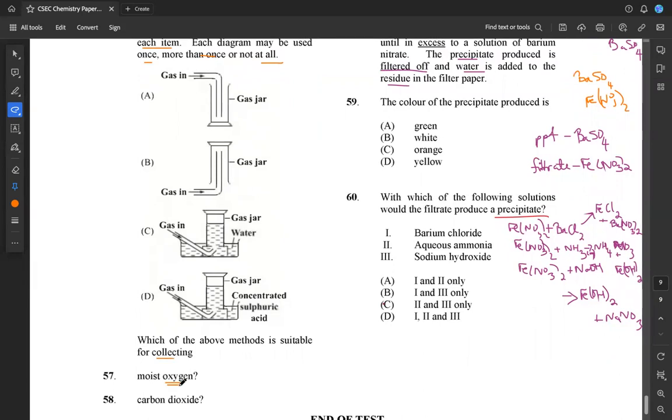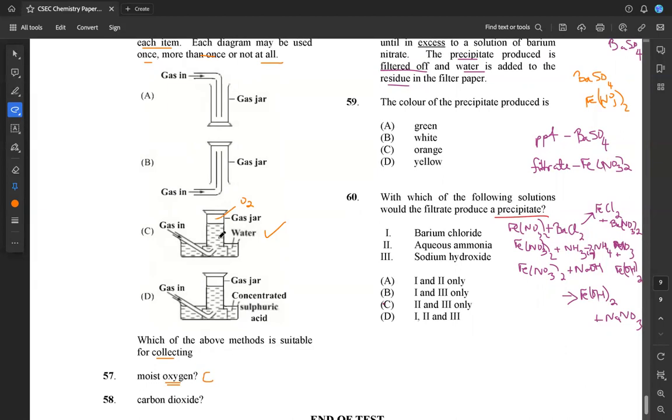All right, so when we're collecting moist oxygen, we're going to want to use something that has water in it. So right away, we're zeroing in on C for our answer here, because oxygen is slightly soluble in water, so we can get the separation that we need. We'll be able to separate the oxygen from the water. But what's most important, right, is that the oxygen is less dense than water. And so the oxygen will flow up in this region and we'll be able to get our oxygen up here and the water will stay down here, okay? So we'll use C in this case for 57 to collect oxygen.